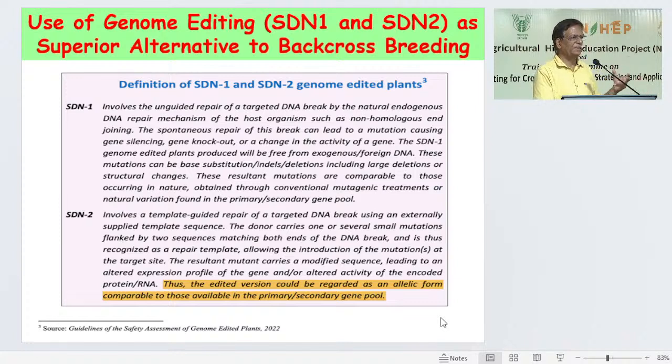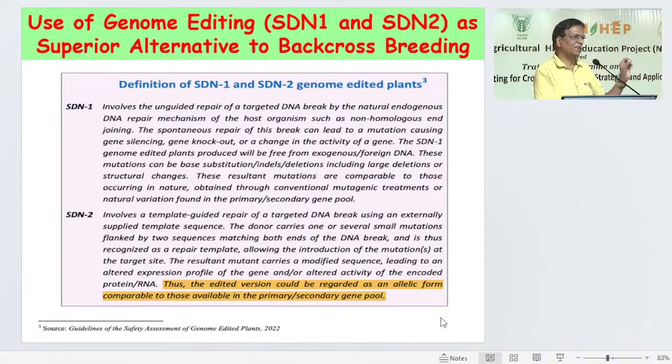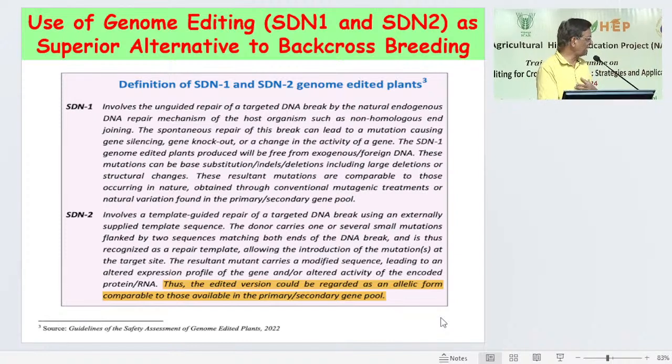But if I use genome editing to do the same thing, I will replace the allele without having negative linkage drag. So if I take a better allele from, say, a wild relative of rice, and replace that locus at the same chromosome position, at the same locus, then it will be considered as SDN2. If you put it in another position, then it will not qualify as SDN2, even though it is coming from another rice variety. But if it is the same locus, this has been defined in the guideline.